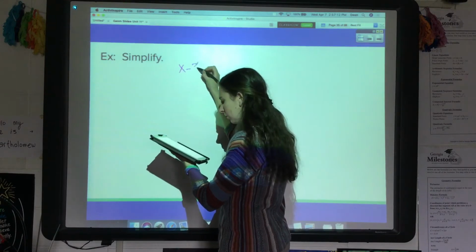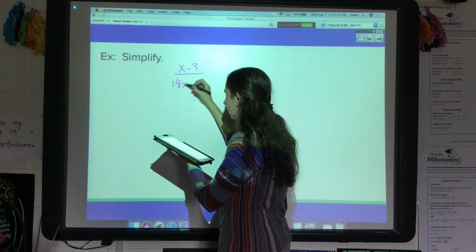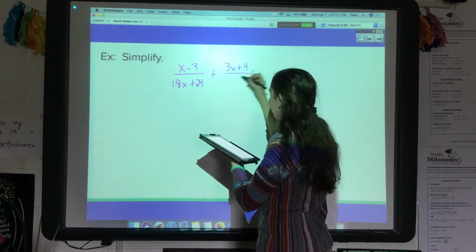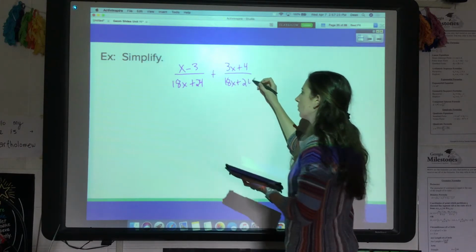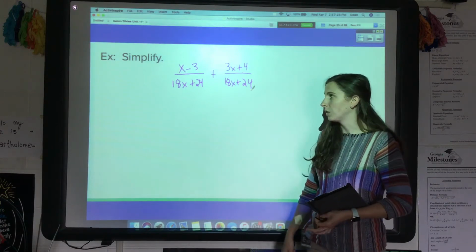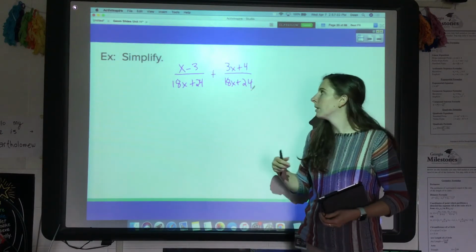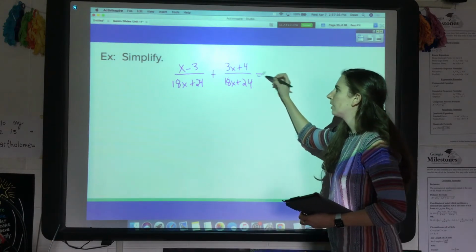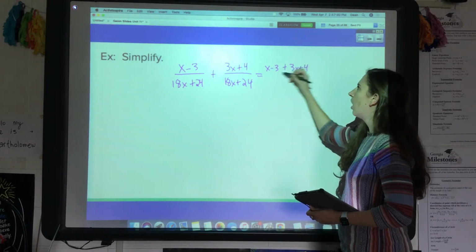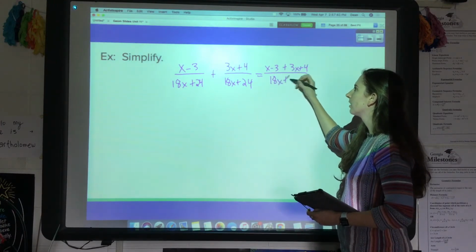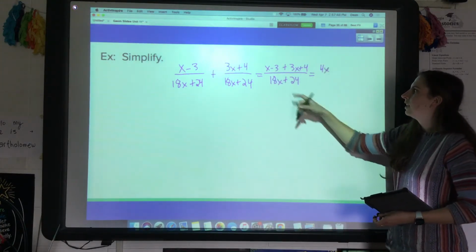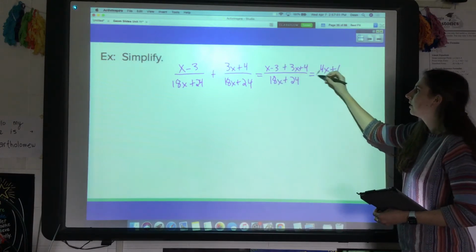Let's do this. This one should be pretty straightforward because they have a common denominator. I know it looks confusing, but their denominators are the same. So all I have to do is add up the two top pieces, x minus 3 plus 3x plus 4, all over that common denominator. And we get x plus 3x is 4x, negative 3 plus 4 is 1, and that's it.